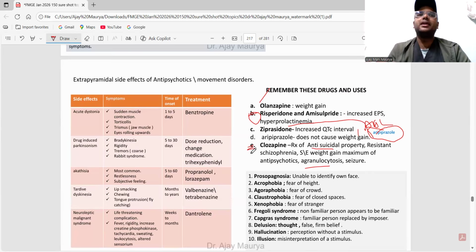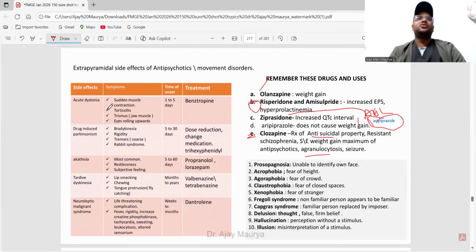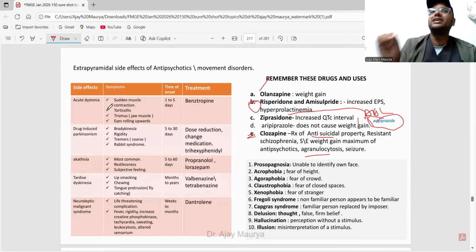And also remember here, anything I'm missing to tell you? Yeah, nothing, almost covered. Okay, next one. So these are the antipsychotics. Among all the typical antipsychotics, haloperidol is the most dangerous one. It is the most common to cause extrapyramidal side effects.